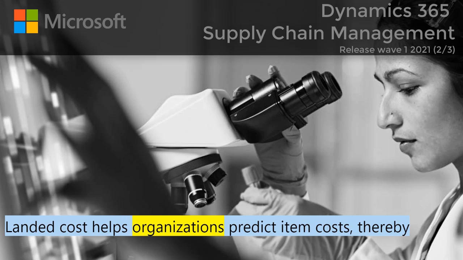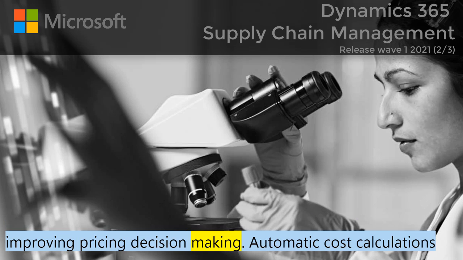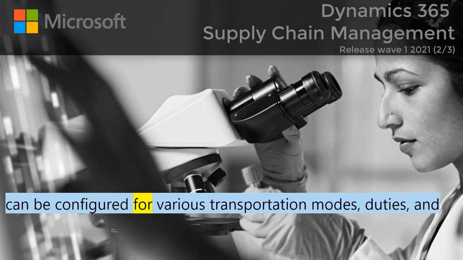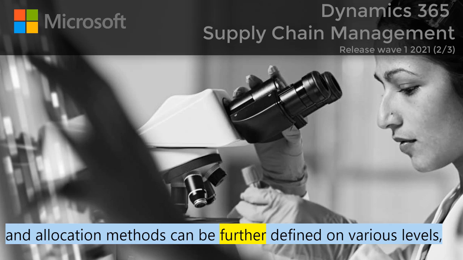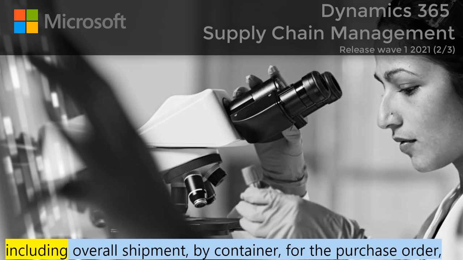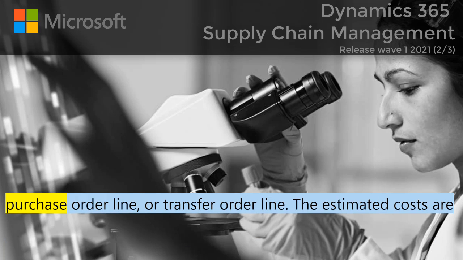Landed cost helps organizations predict item costs, thereby improving pricing decision-making. Automatic cost calculations can be configured for various transportation modes, duties, and other fees incurred to get a product to the warehouse. The costs and allocation methods can be further defined on various levels, including overall shipment, by container, for the purchase order line, or transfer order line.